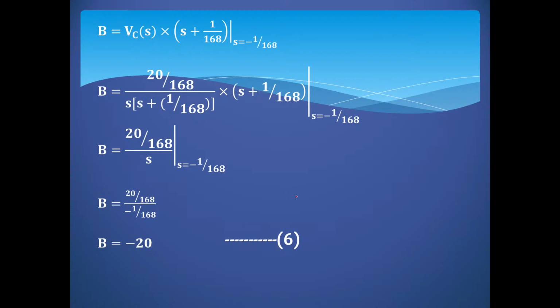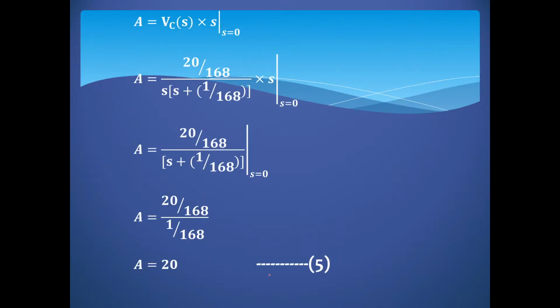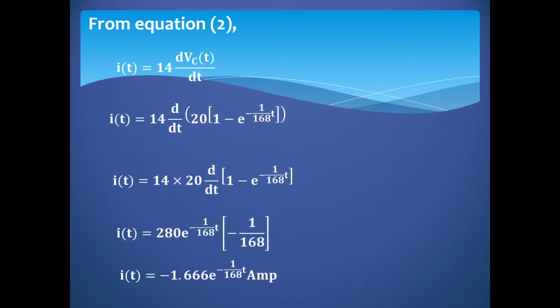What is the equation of current? Current is equal to what? I of t is equal to 14 into d by dt of Vc of t. We have got an expression for Vc of t from equation 2. So what is the expression of Vc of t? Just now we have calculated: Vc of t is equal to 20 into 1 minus e power minus 1 by 168t. So just substitute that here.